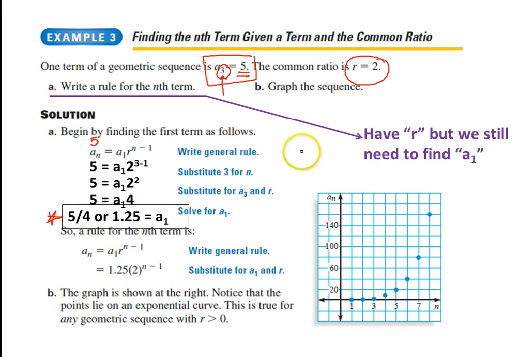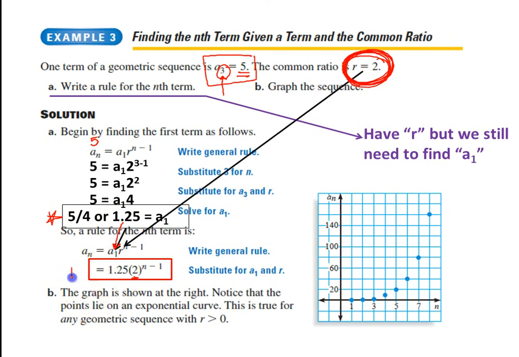So we already know our r, so write out your equation. r is 2, so that goes into our r position. And then again, you can use either one of these. a sub 1 is 1.25. So there's your equation: a sub n equals 1.25 times 2 to the power of n minus 1. And again, do we want to combine these two? No, you cannot combine those two. The bases are different and the powers are different, so they stay just like that.